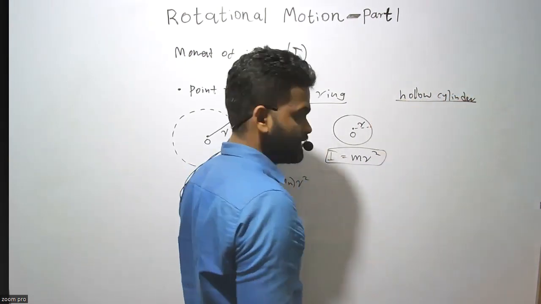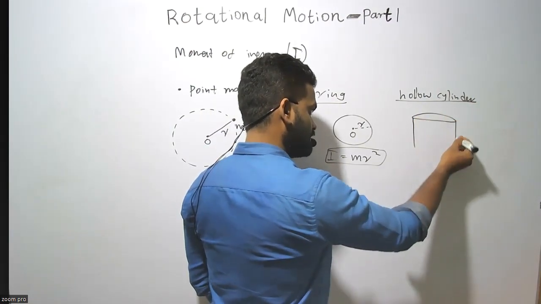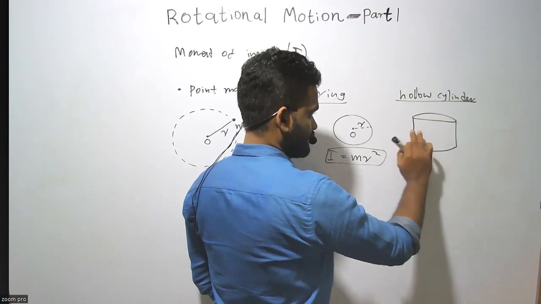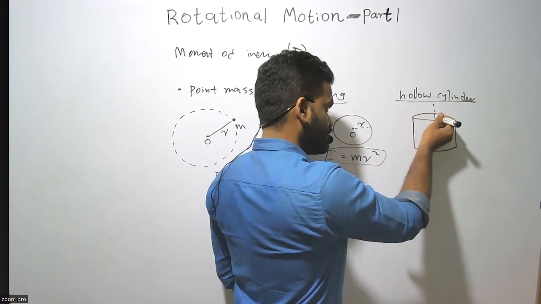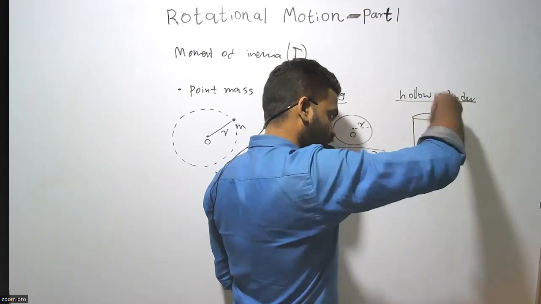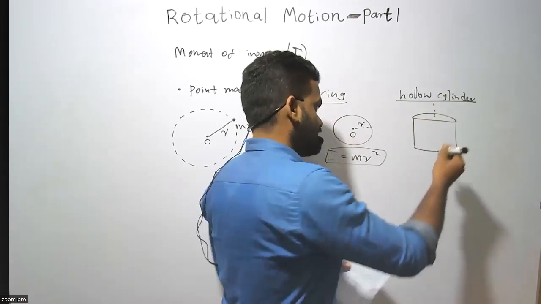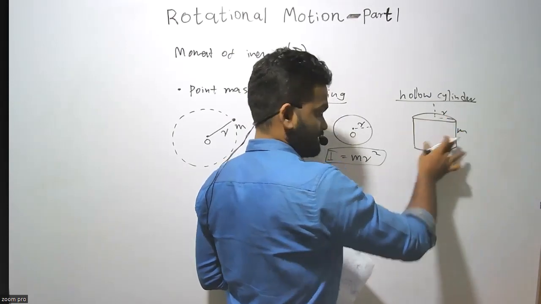Inside it is empty. So all the mass of the hollow cylinder is at the outer edge, right? So the axis goes through here from the middle. Let's say the radius is r, and the total mass is simply m.